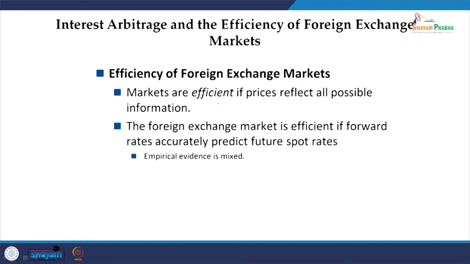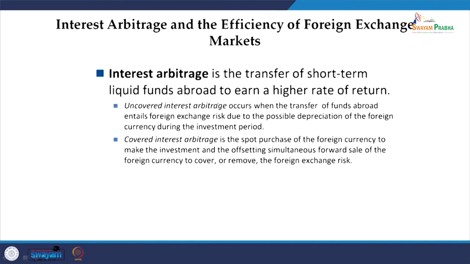The last couple of clarifications: the efficiency of the foreign exchange market. Markets are defined to be efficient if prices reflect all possible information. When all the information is there, that is called efficiency in the foreign exchange market. The foreign exchange market is efficient if forward rates accurately predict the future spot rate. If the empirical evidence is mixed, then that might be problematic. So, we will clarify the last two points in due course, in other lectures.